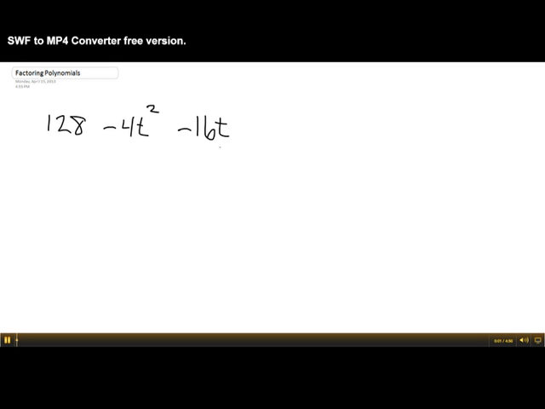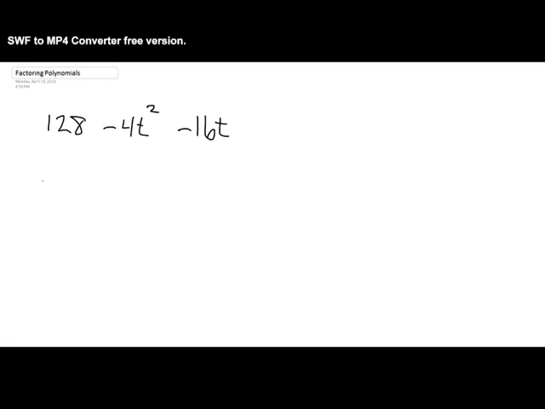So we're continuing our look at factoring polynomials. Now we've got another difficult one for us. So first thing we want to do whenever we get a polynomial is put it in decreasing order of degree. So our highest degree term comes first, and then we go down from there. So I can rewrite this as negative 4t squared minus 16t plus 128.